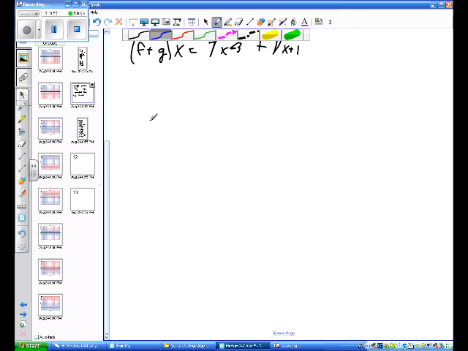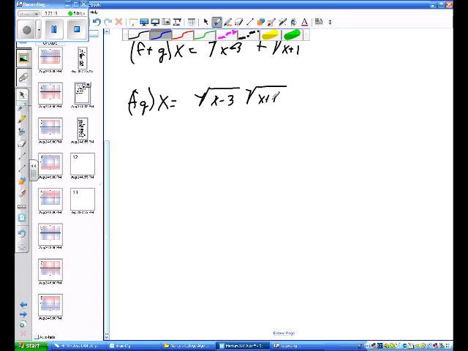If we want f minus g of x, we would do the same thing. It would simply be that we would be subtracting them. If we want f times g of x, then that means we want the square root of x minus 3 times the square root of x plus 1.